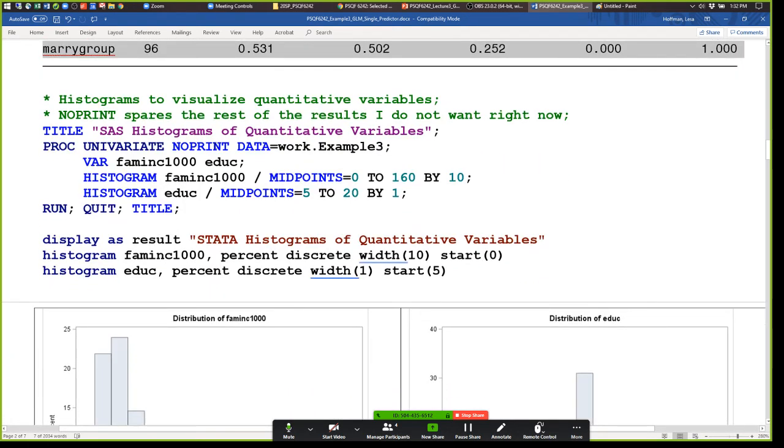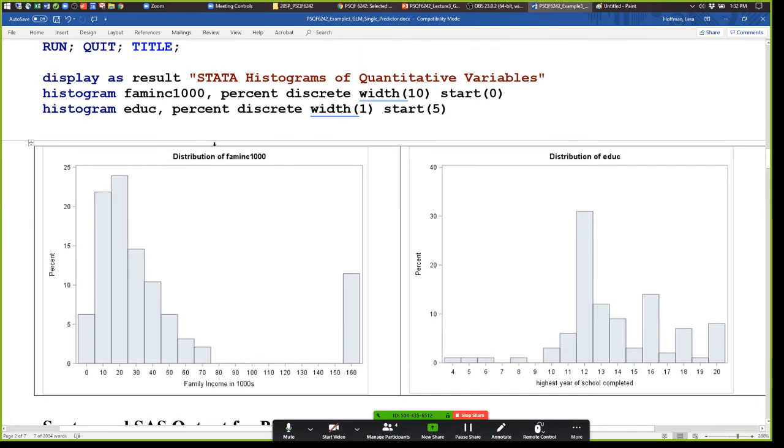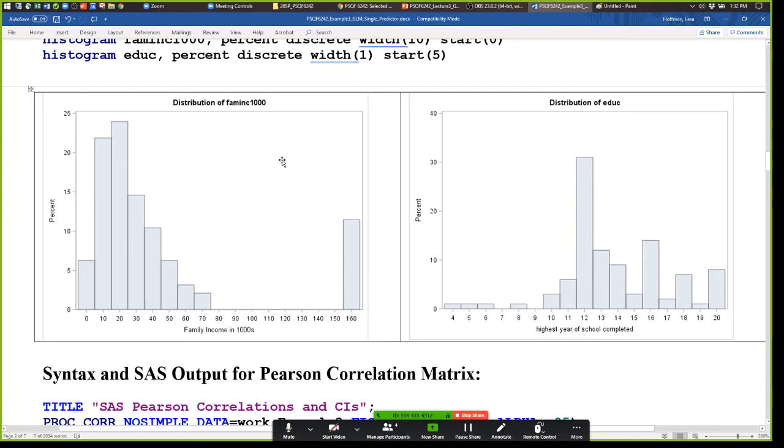Here's proc univariate to make some pictures. So I want to call attention to this picture here on the left. How would you characterize this distribution?